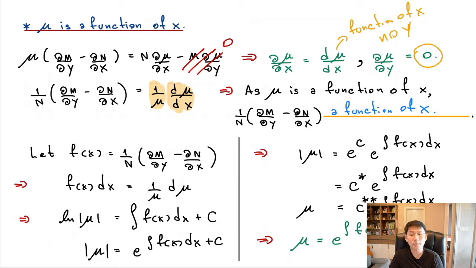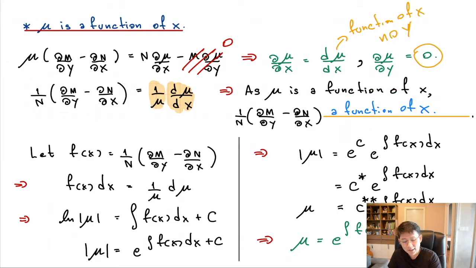Okay, so if I let fx be this guy, just try to follow me first, and then I'll give you the easy way to remember how to solve the problem. But first you need to understand what's going on. Right now we have that this guy is a function of x, which means that this guy is a function of x as well.